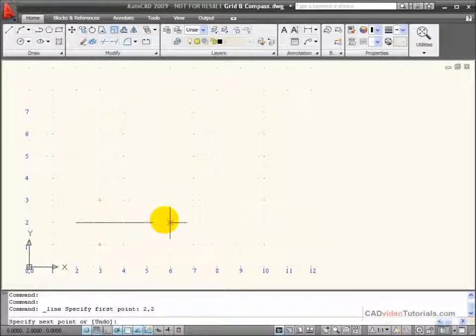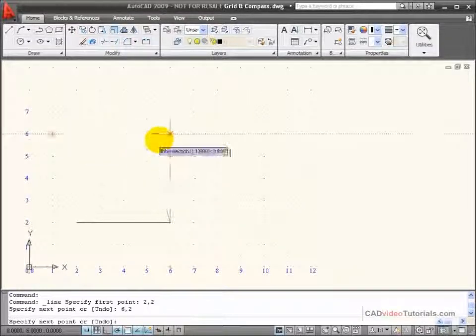Now if I wanted to draw a line that was 4 units long and went to the right, I would enter the absolute value of the endpoint of that line. And you can see this is 6 on the x and it's 2 on the y. So I would enter that from the keyboard, 6, 2, and hit enter. Now I want to draw another line that's vertical and is 4 units long. And you can see that this would be 6 on the x and 6 on the y.